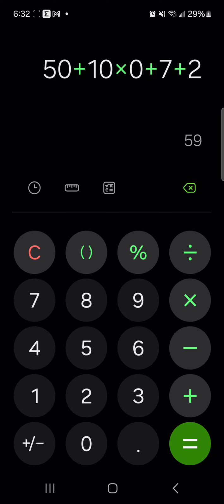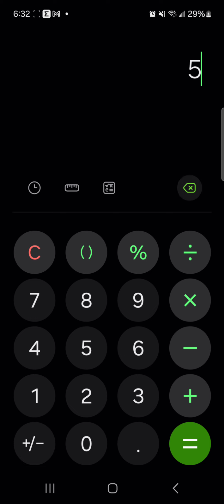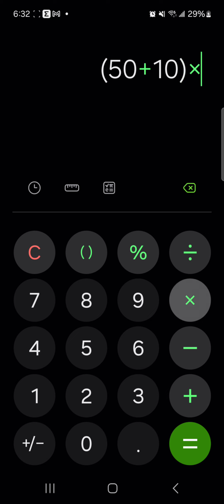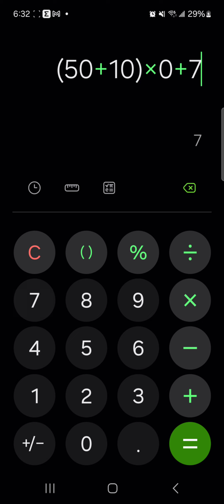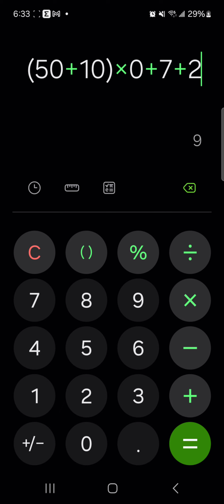And once again, no, you need parentheses in order to get 9. You'd have to go 50 plus 10, then put parentheses, then times 0 plus 7 plus 2. Guess what? Now it equals 9. Because once again, a lot of people don't remember the order of operations that they were taught in school.